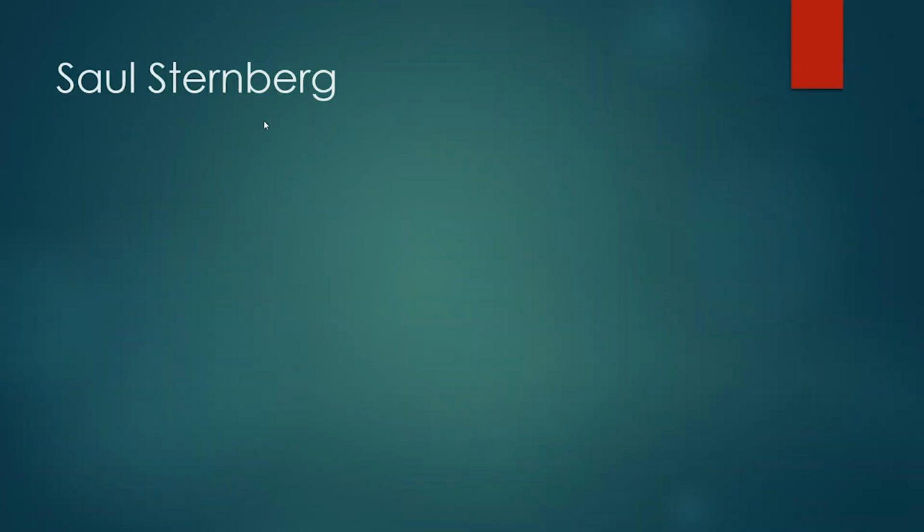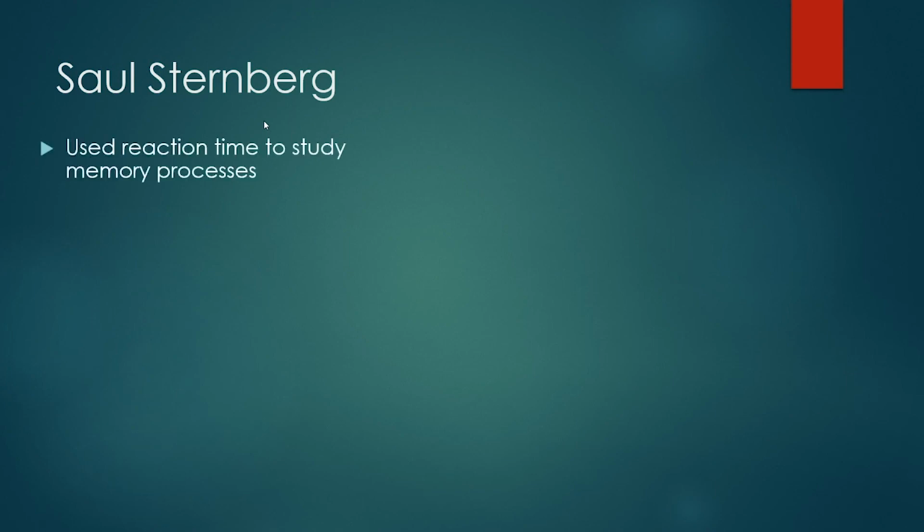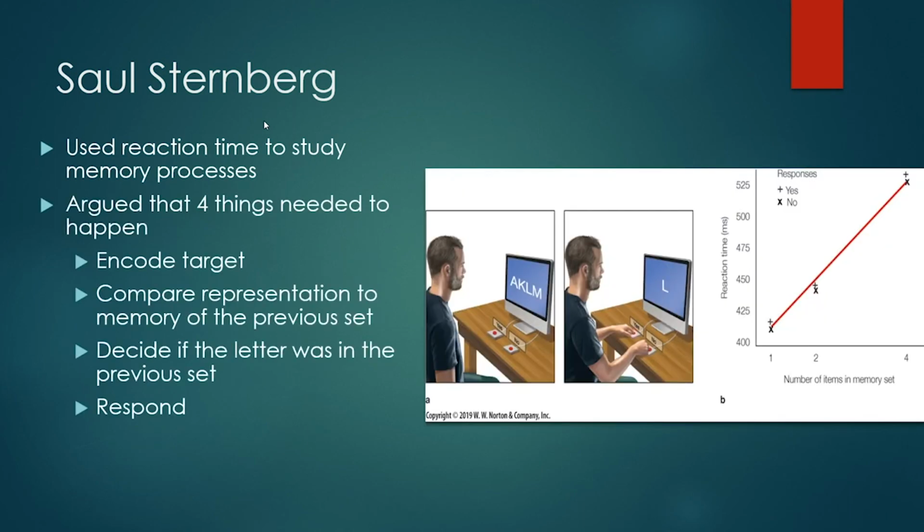So Saul Sternberg kind of followed this up in the memory domain, and he used reaction time again. This is one of the early cognitive tools, right? And he argued that 4 things need to happen when you're trying to remember something, right? You need to encode that information, so you need to store it somehow. You need to compare the representation to what was in the memory set. So basically they're shown these like 4 letters, and then they're shown 1 letter, and they say, was that letter in the set that you just saw, right?